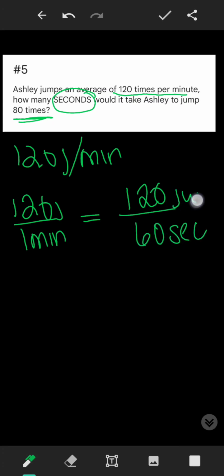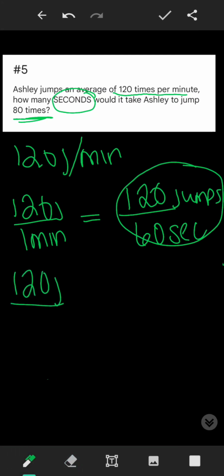We're going to convert this to seconds. 1 minute is equal to 60 seconds. So this tells me that it's 120 jumps for every 60 seconds. Let's take this rate and break it down even further. I have 120 jumps for 60 seconds. Let's see if I can get that down to how many jumps it is per second.